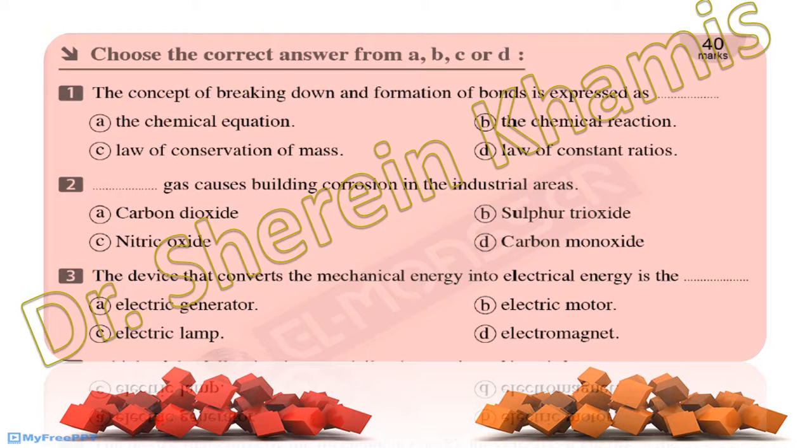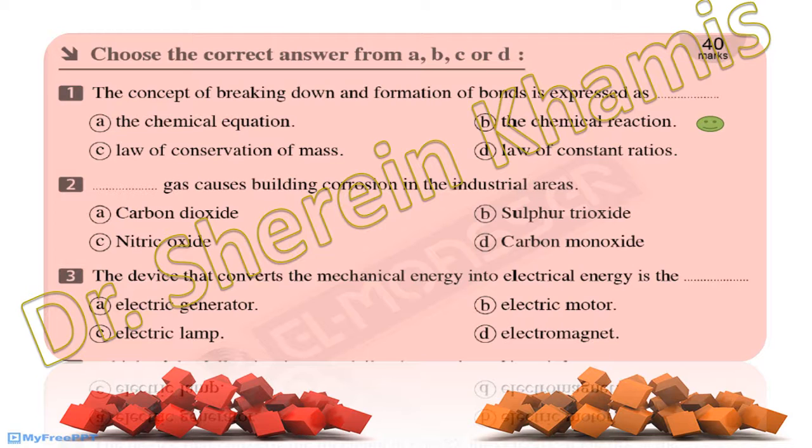So what will we have? The first option is the chemical equation, then the chemical reaction, law of conservation of mass, and law of constant ratios. The right answer will be chemical reaction. A chemical reaction expressed in symbols is a chemical equation. If we balance it, we have the law of conservation of mass and the law of constant ratios.